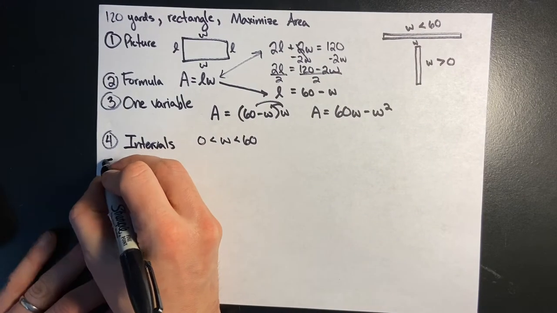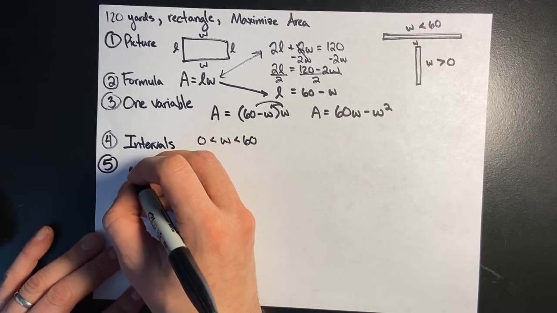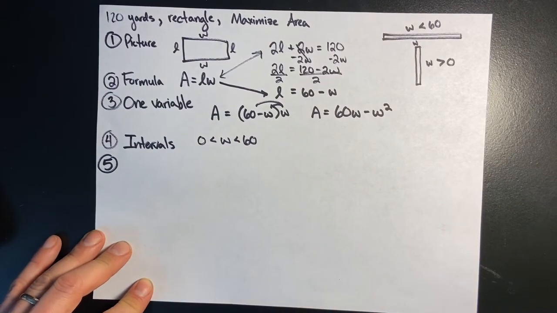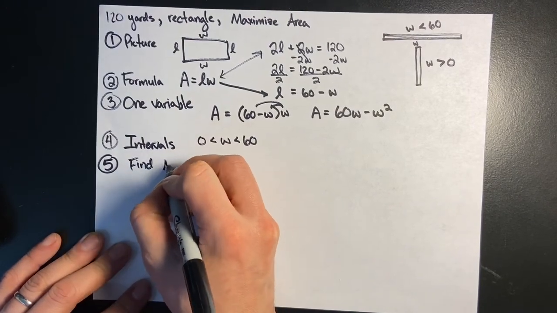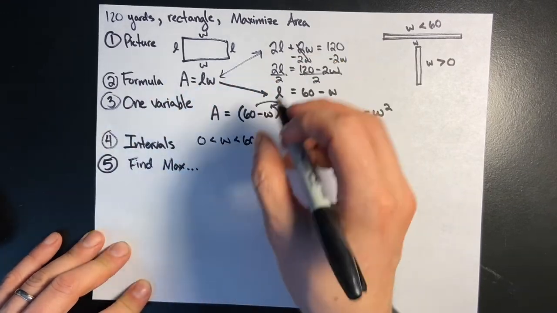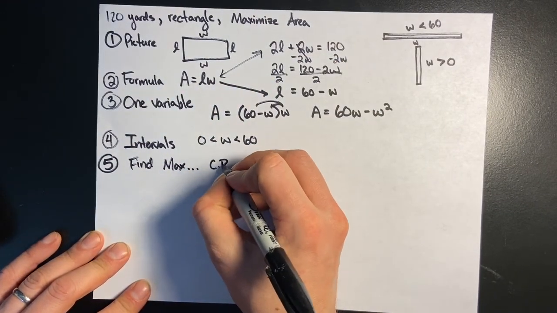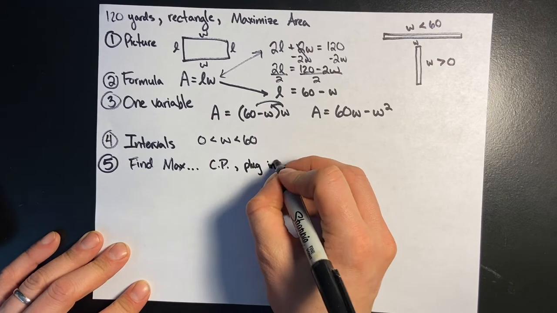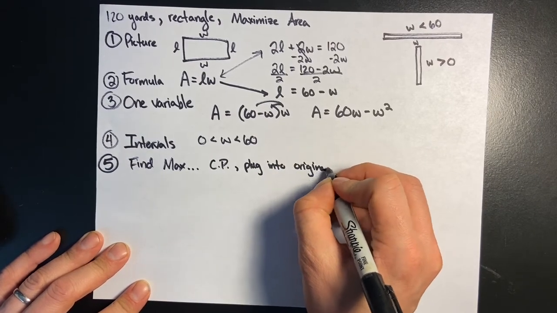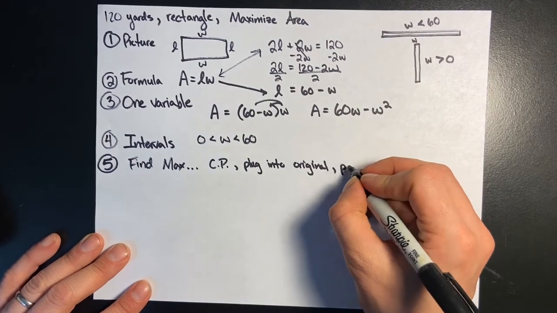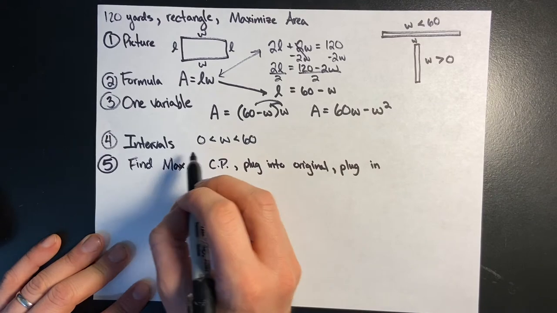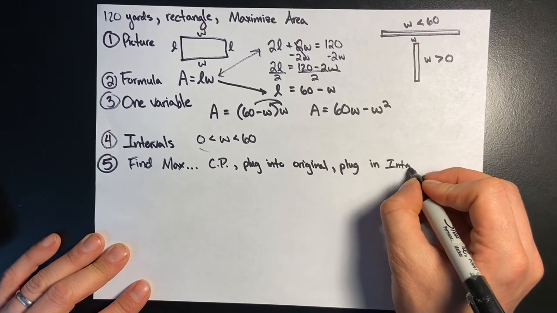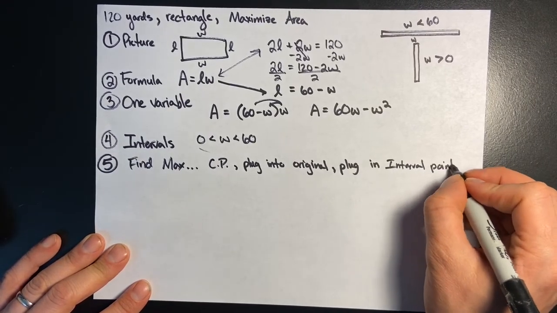Step five, and this is where it gets interesting. Step five is use the techniques of the preceding section to obtain the maximum or minimum. So this is what I need to do. If you remember, to find the maximum or minimum of something, and in this case I care about the maximum, I need to find my critical points. After I find my critical points, plug those into the original equation. And I also plug in the endpoints. In this case, my endpoints are going to be my intervals. So I will say plug in interval points. I just made that word up there.